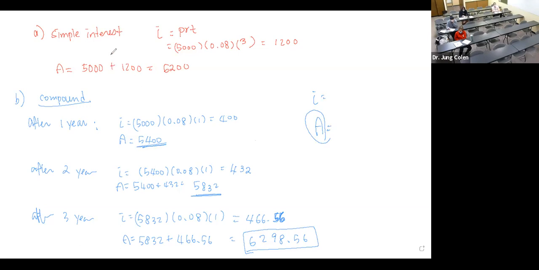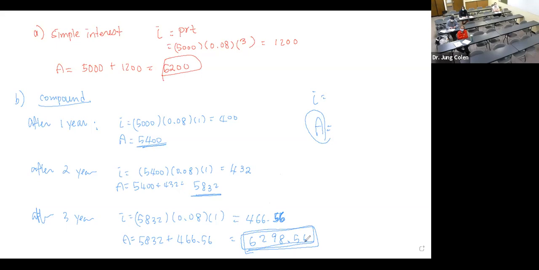When you have simple interest with exactly the same principal, exactly the same rate and exactly the same time, we have a different amount, right? If you are using simple interest, you got $6,200. If you are using compound interest, you got $6,298.56. Which one is better if you are investing? Exactly. Compound interest is giving you more money, right?